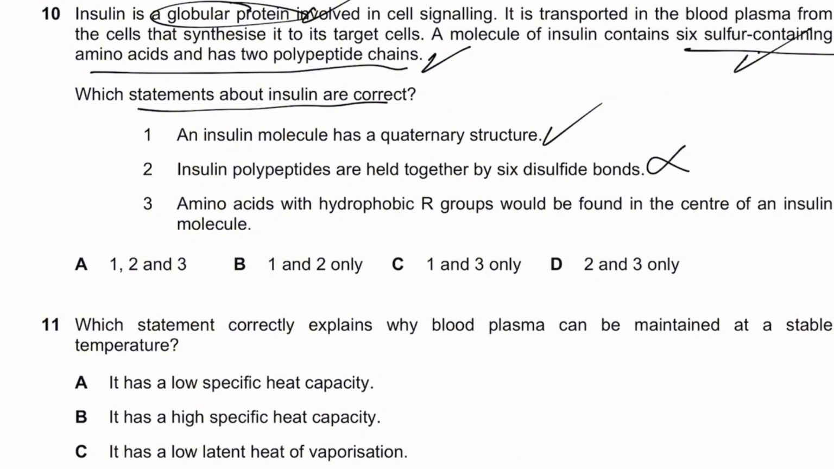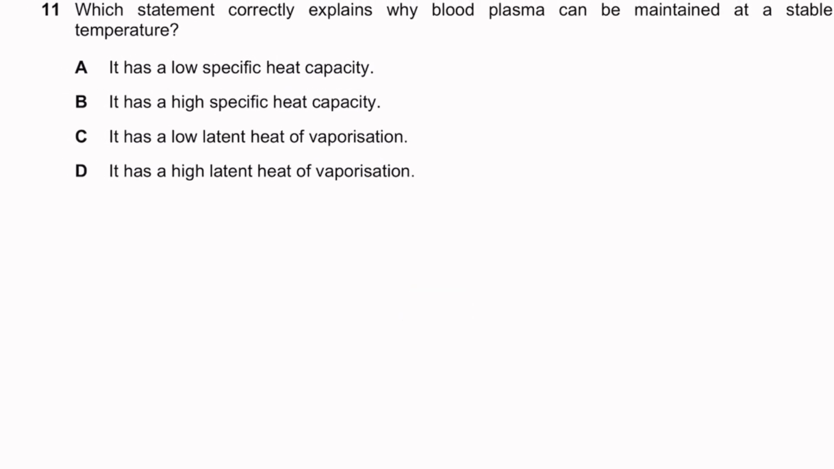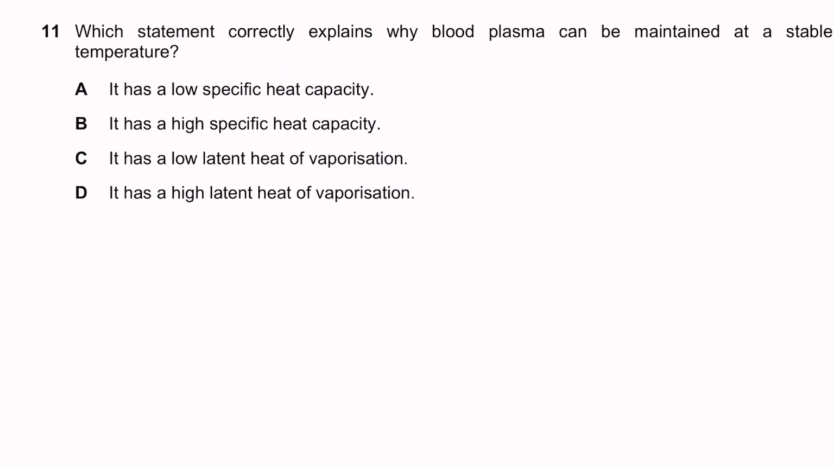Okay. Amino acids with the hydrophobic R groups would be found in the center of an insulin molecule. Exactly. Remember, insulin is a globular molecule. There are hydrophobic amino acids towards the center, pointing inwards, and then hydrophilic ones engaging with water. So 1 and 3, that's C. Which statements correctly explain why blood plasma can be maintained at a stable temperature? It has low specific heat capacity.